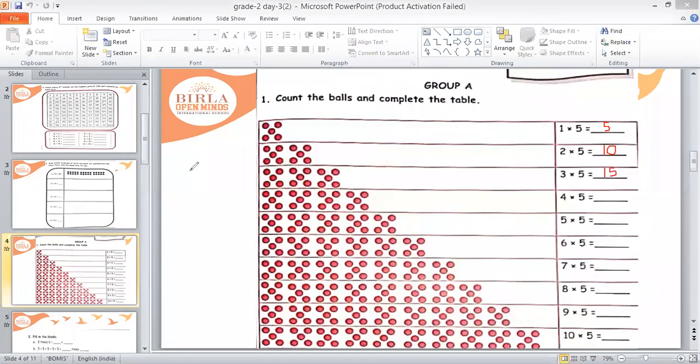Ma'am, which page? Page number 1. Yes, Akshat. Ma'am, I completed the whole page, ma'am. Okay, Akshat, very good. But next time, do not use this raise hand option just to tell that you have completed the whole page, okay? Because I have told you that you can use this option only if you have any doubt.